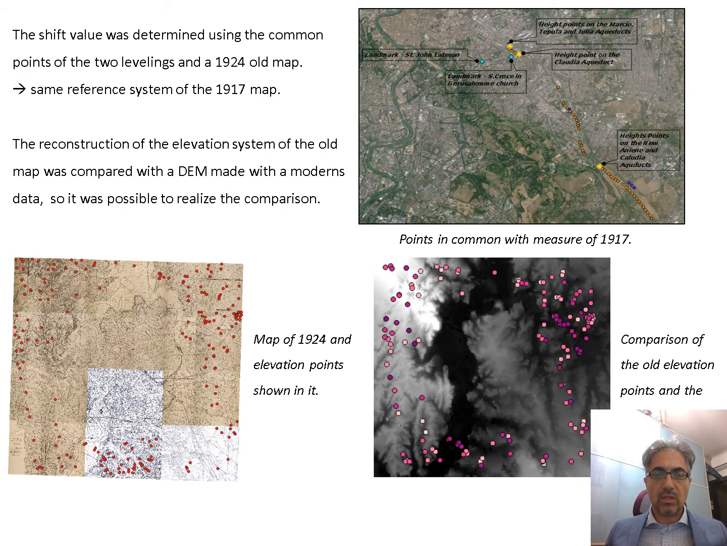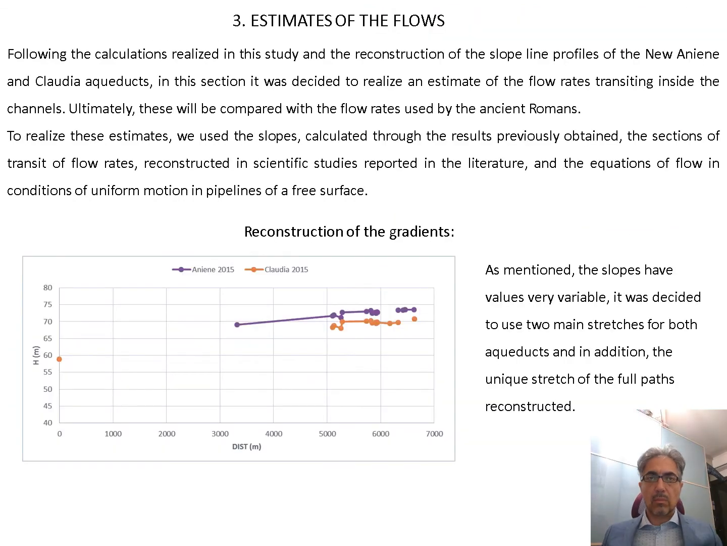The evaluation of the difference between the two altimetric reference systems was calculated on the basis of the few common points taken from 1917 and the current one, and also by considering a map of the same period of the Istituto Geografico Militare, IGM, and then going to verify the known points with the present known heights. Based on the survey data, the possibility of reconstructing the flows within the aqueduct itself was verified.